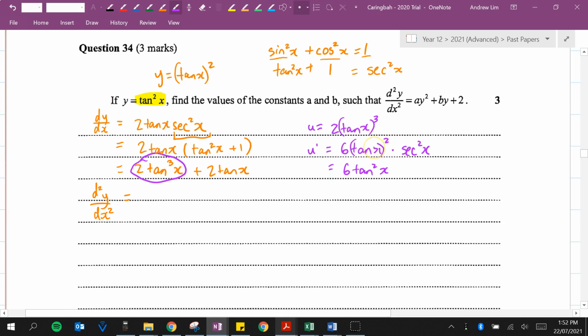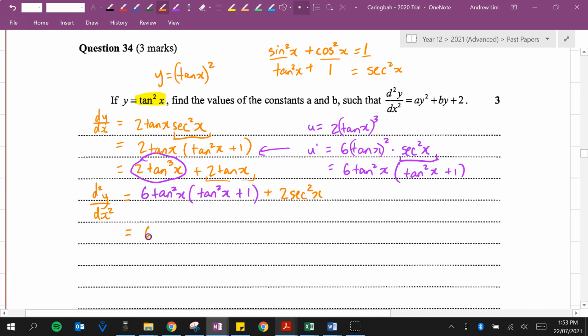Let's just put the squared inside the brackets, so we don't need brackets there. We've already established that that is equal to tan squared of x plus 1. So I'm just going to write that over here. We've got 6 tan squared of x, lots of tan squared of x plus 1. But we still need to differentiate this. When we differentiate that, we get 2 secant squared x. Okay, let's expand these brackets and then we can tidy this up.